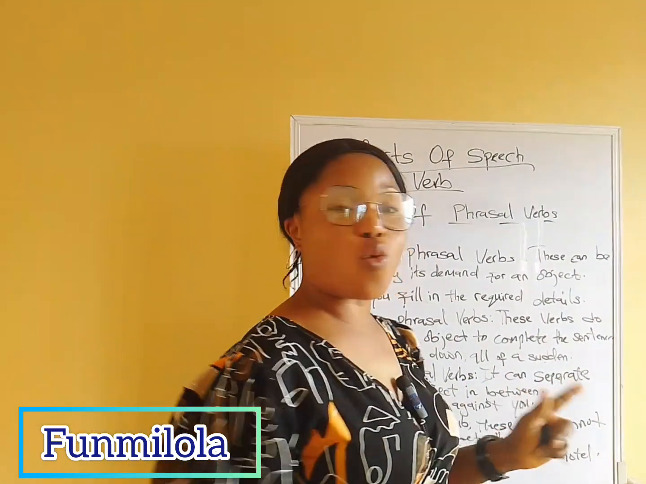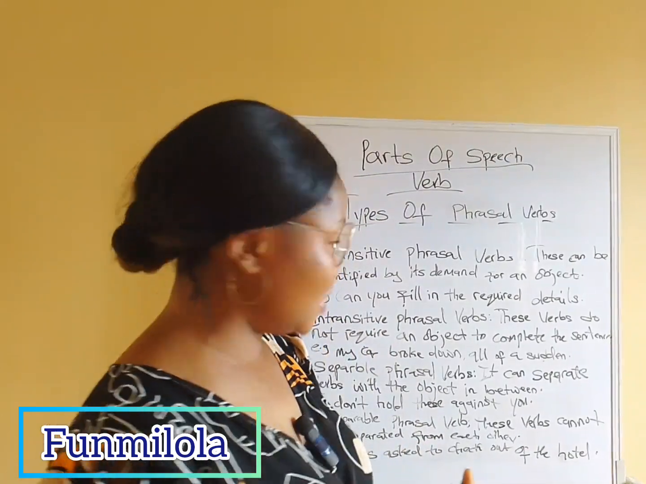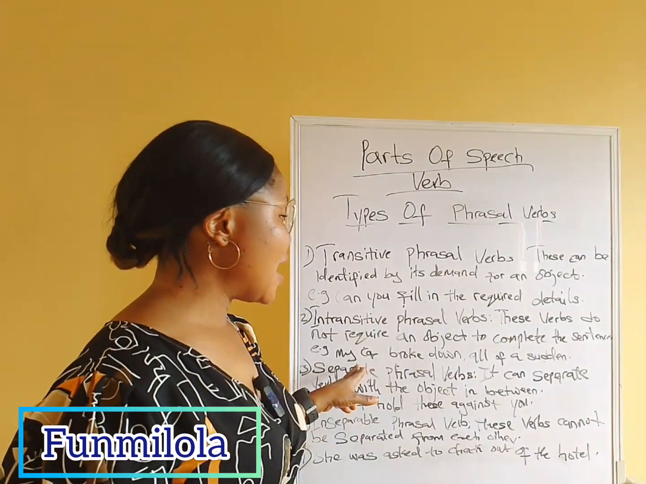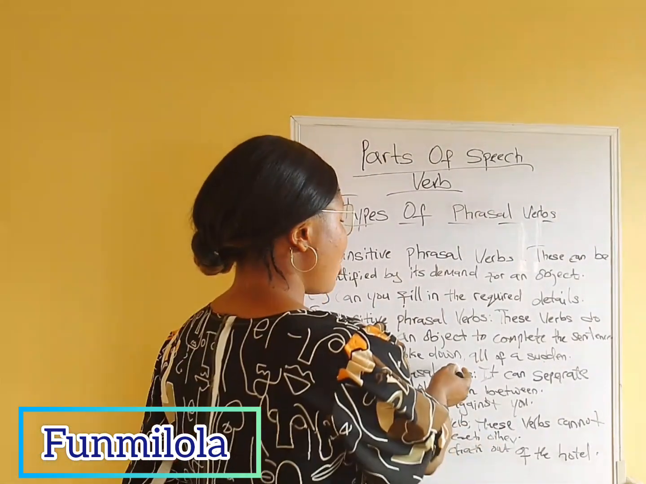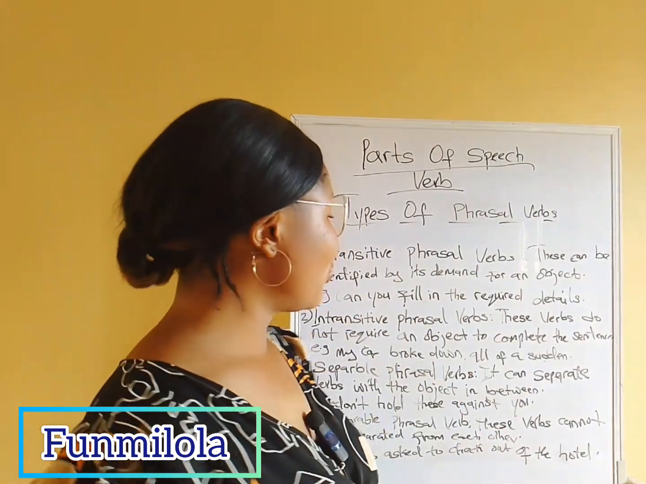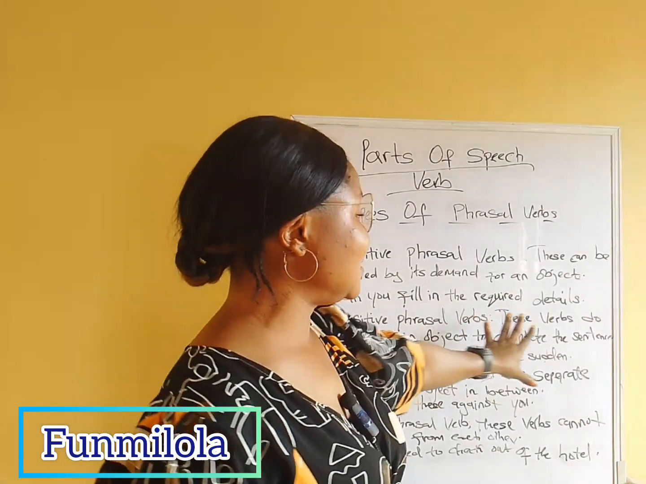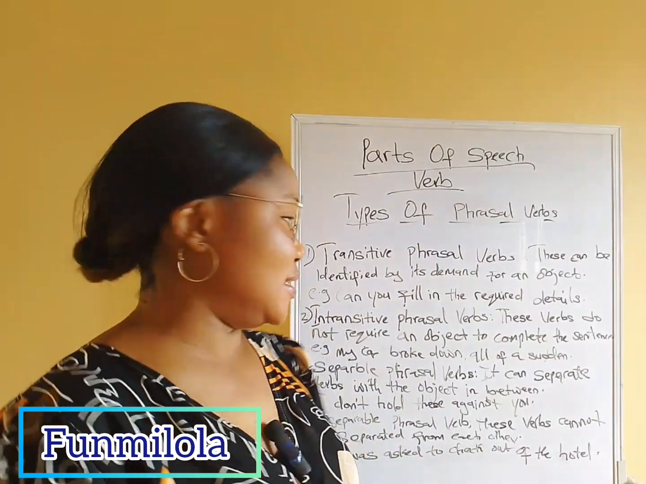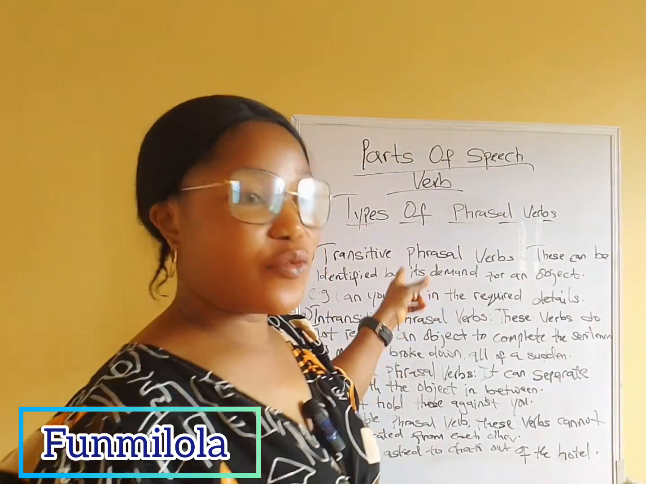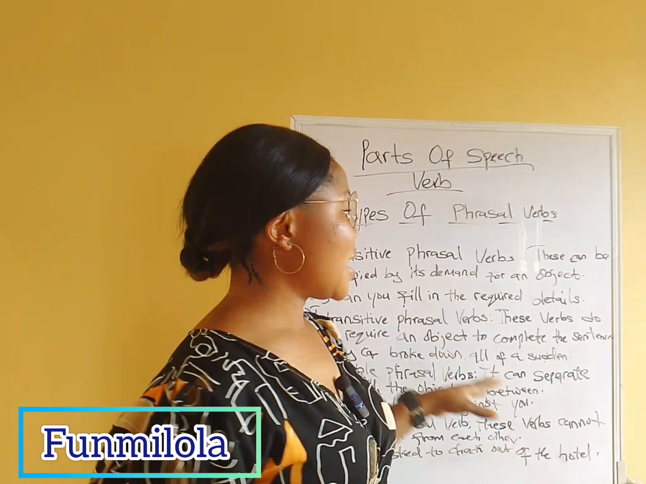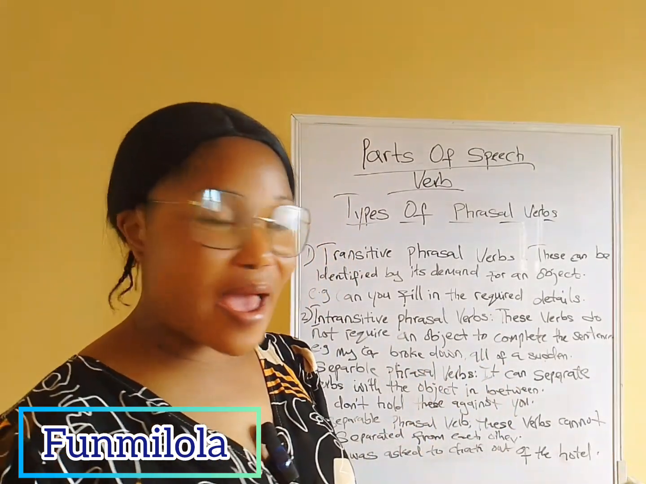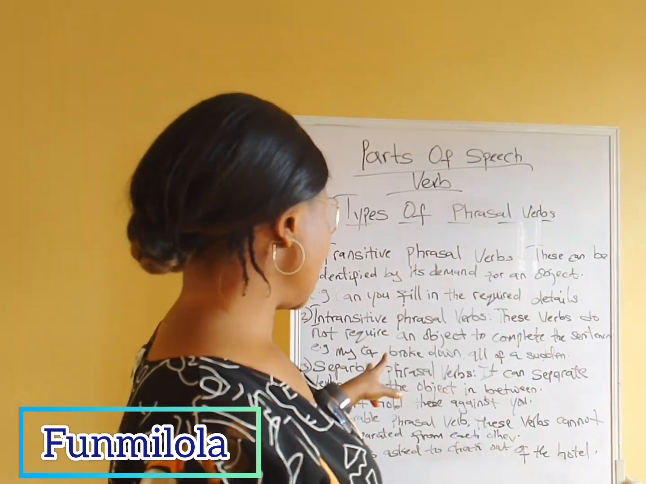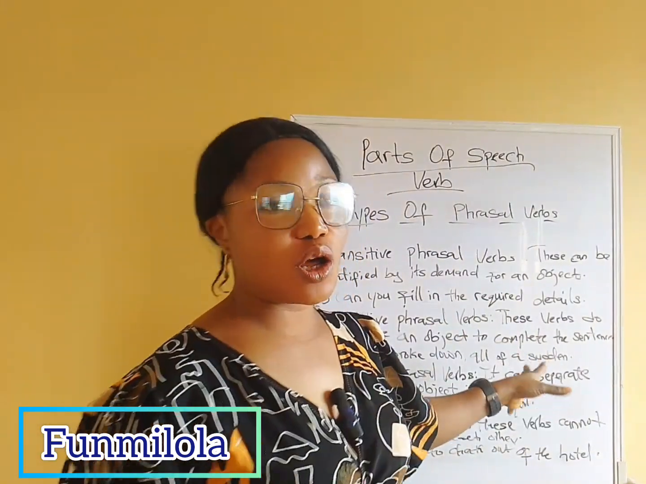Another one is intransitive phrasal verb. Note that it does not require an object to complete them in a sentence. Examples of those are, my car broke down all of a sudden. Broke down here did not demand any object to complete it in the sentence, like the transitive verb. So these intransitive verbs are those verbs that do not require any object to complete them in a sentence. So this is the example, my car broke down all of a sudden.